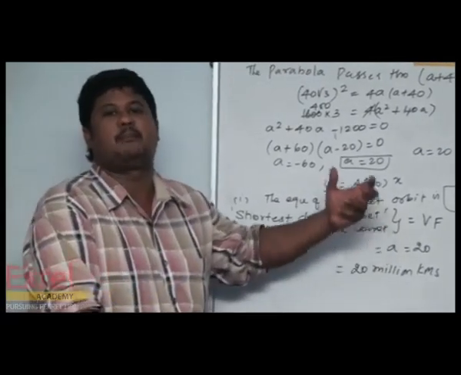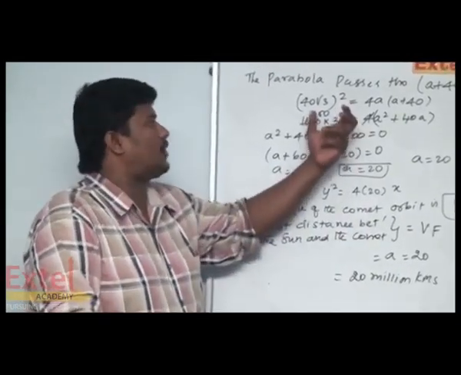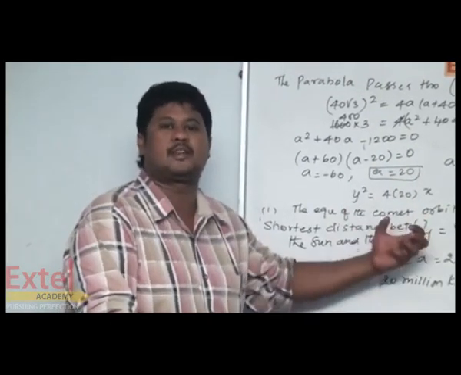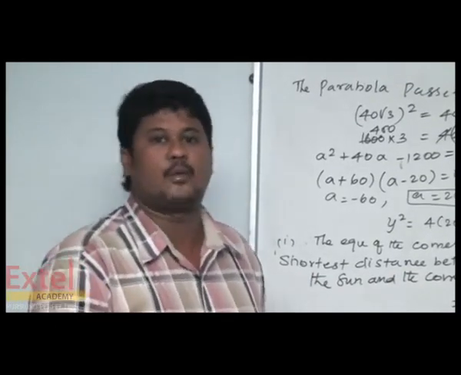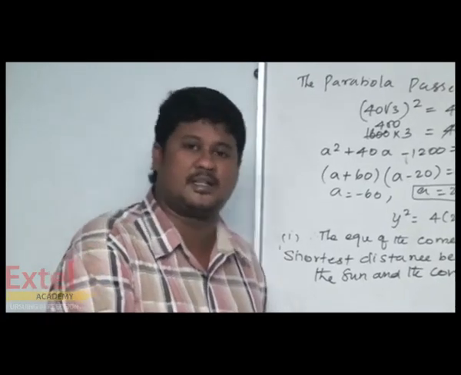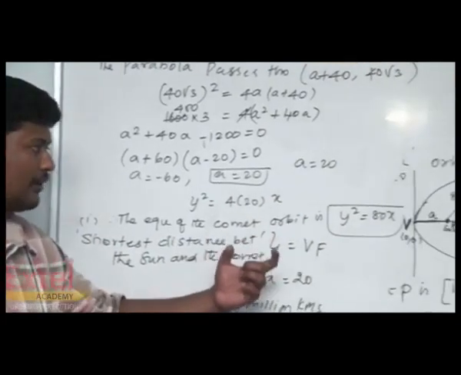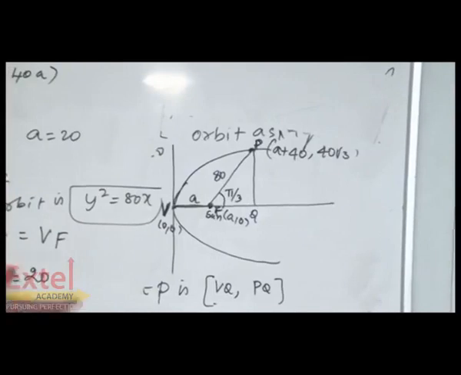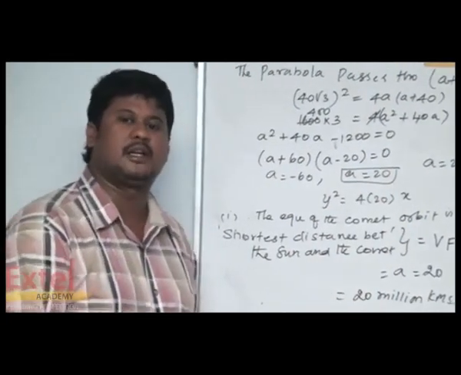We know that P is a point on the parabola, which means it satisfies the equation of the parabola. We substitute the values of x and y and get A equal to 20. Now we substitute A equal to 20 in the required equation of the parabola. We get y square equal to 80x as the equation of the orbit. That is the first part over. The second part: the shortest distance between the comet and the sun. When the comet comes to the vertex point, that is the shortest distance. Therefore, the shortest distance is VF. VF is nothing but A. The value of A is 20. Therefore, the answer is 20 million kilometers.